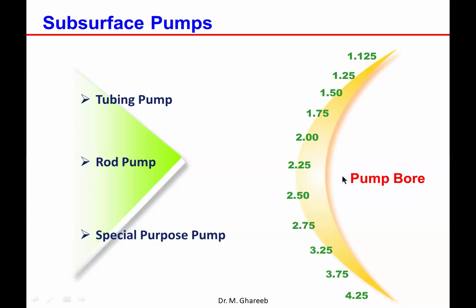These are pump sizes. When the pump size is increased, the volume displaced with each stroke will increase, and so on. As I said, there are different types of pumps: a tubing pump, a rod pump, and even special pumps, either a special tubing pump or a special rod pump, to handle your downhole conditions and the difficult fluids you find in the wells.